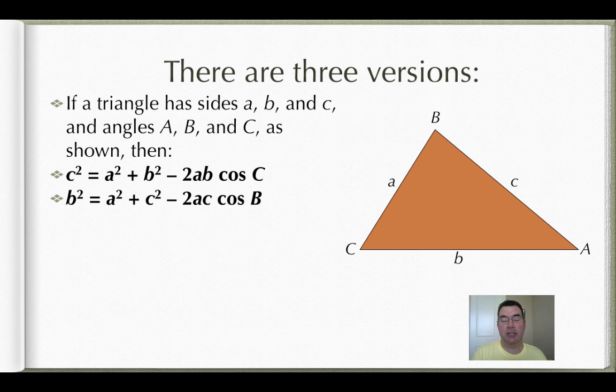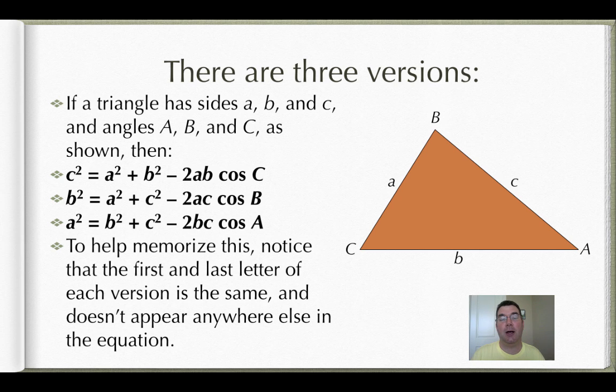I can rearrange that and talk about side b instead. Side b squared would equal a squared plus c squared minus 2 times a times c times the cosine of angle B. And lastly, a squared would equal b squared plus c squared minus 2 times b times c times the cosine of angle A.